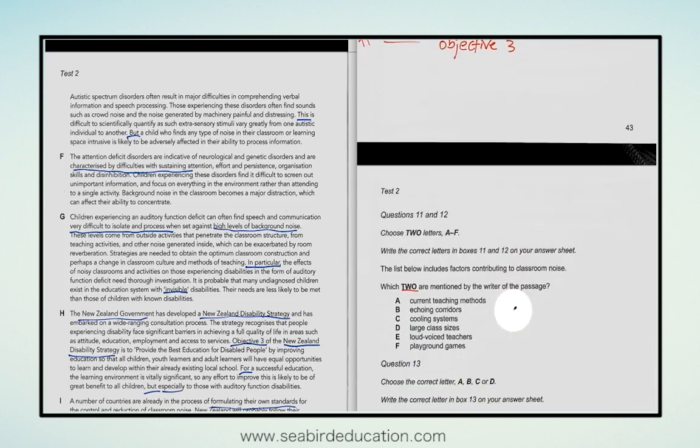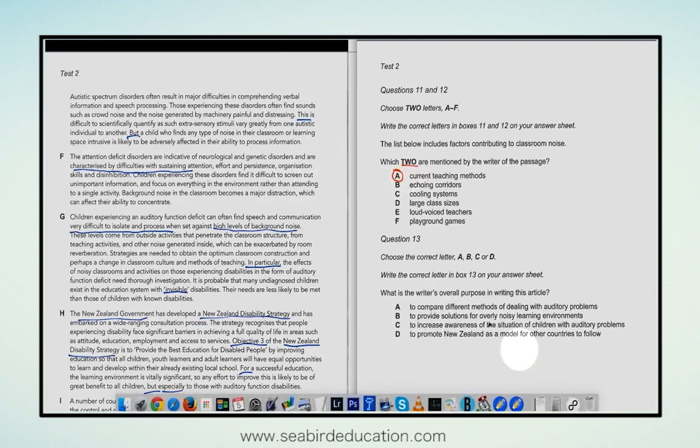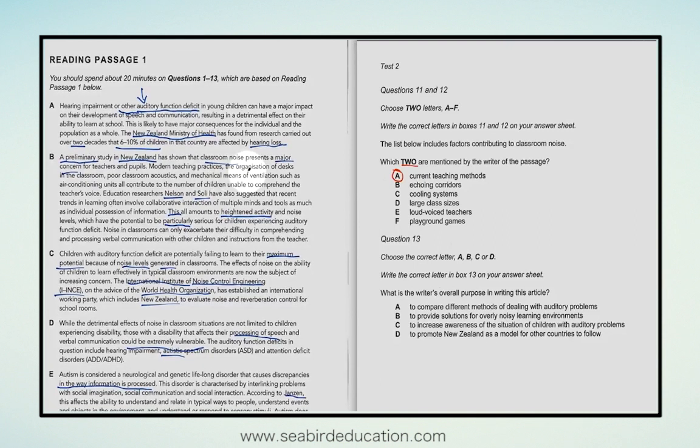Okay, now let's go down here. Write the correct letters in boxes 11 and 12 on your answer sheet. Okay, so I do remember modern teaching methods. That's one up here. Let's have a look at it. Modern teaching practices, organization of desks in the classroom, poor classroom acoustics, is there anything like that? Large class sizes, mechanical means of ventilation, cooling systems, air conditioners, such as air conditioning units. So those 2 modern teaching practices.